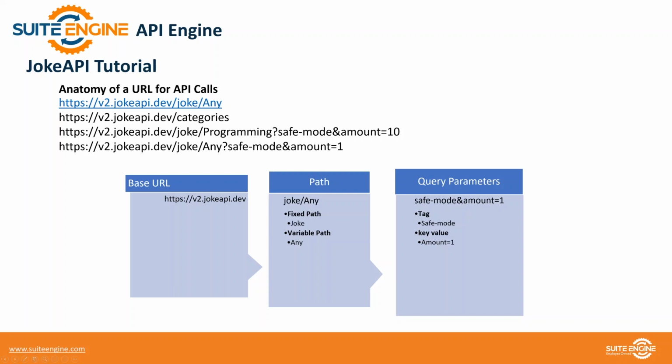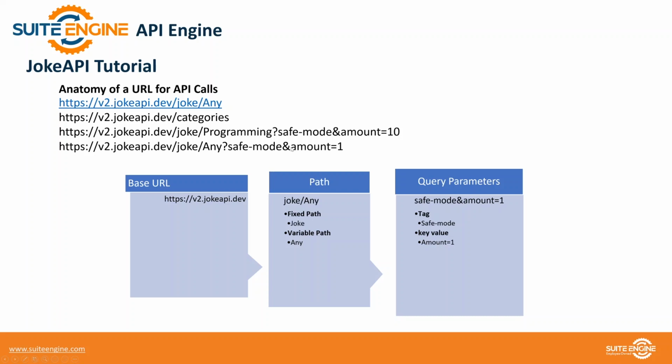So we can see for the Joke API to get jokes, we have something that always needs to be there, and then something that can vary. Then we see this question mark here. So essentially in a URL, after the question mark, they're called query parameters. We have two different types of query parameters that we see in here. One is a tag, which is specifying safe mode, and another one where we're giving it a value, essentially a count of how many we want.